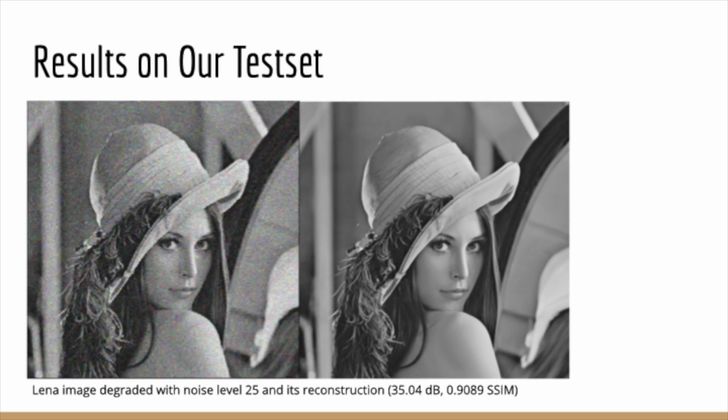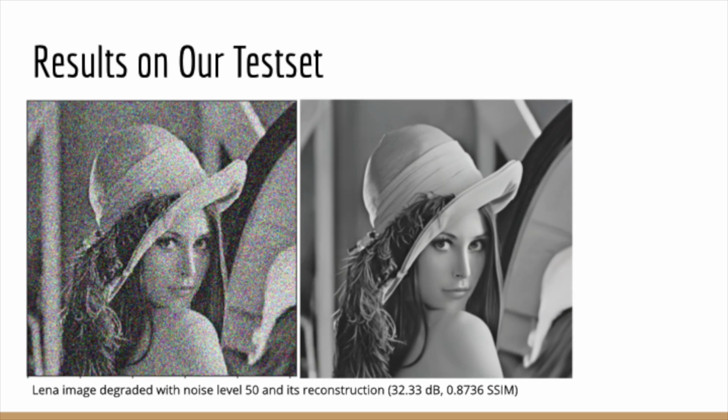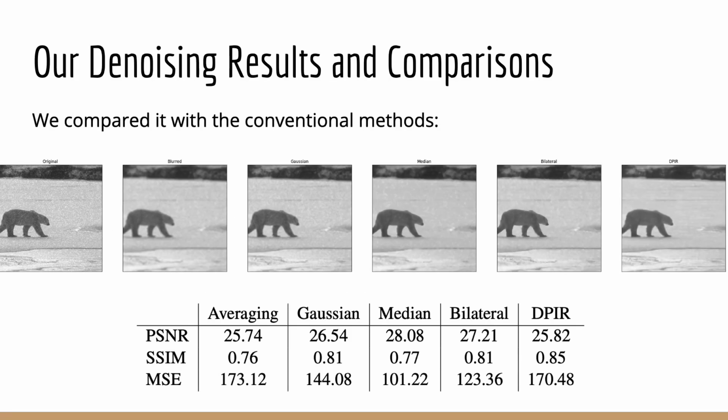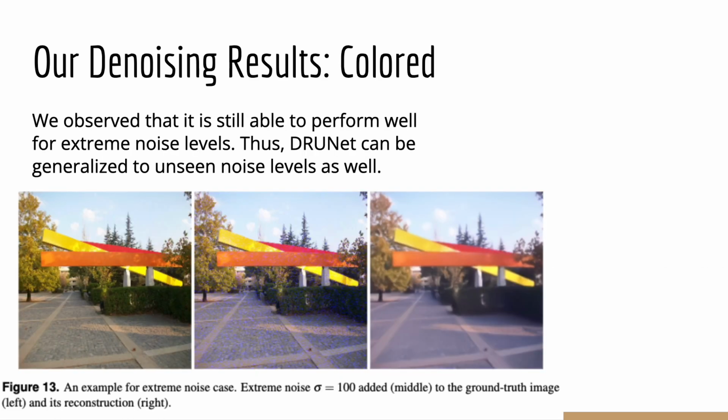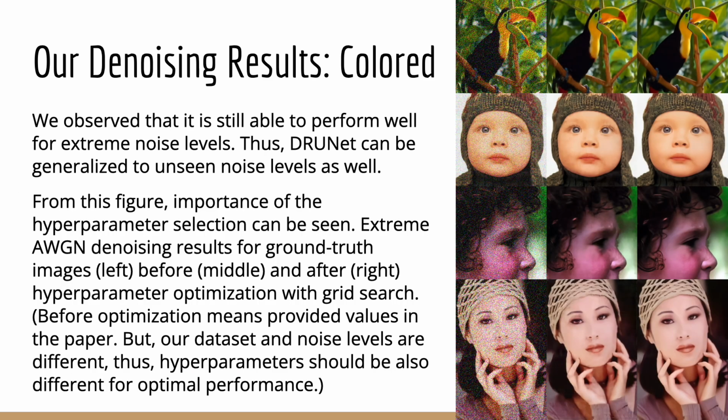Here you can see the results for the different test sets. And here we present some of our denoising results for grayscale images, and we compare them to conventional filtering methods we learned in this course. So here you can see the deep prior restoration works better in terms of SSIM, and here's the result for another image. And we also observed that it is able to perform well for extreme noise levels, even if in the training such extreme noise cases are not seen by the model. So the RUNet can be generalized to unseen noise levels as well. And we also observed, as you can see from this figure, that hyperparameter selection is very important.